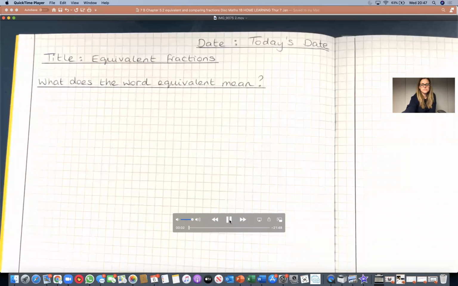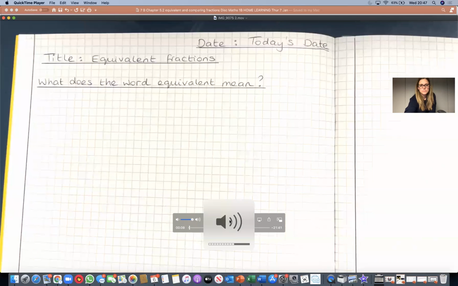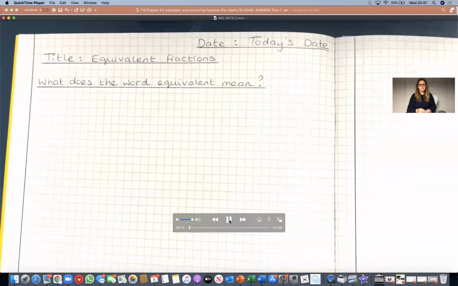Hi there. Today we're going to be looking at equivalent fractions, and we're going to start with a question. What does the word equivalent mean? The term equivalence in maths refers to 2 values, numbers, or quantities which are the same. We're going to get that statement down.